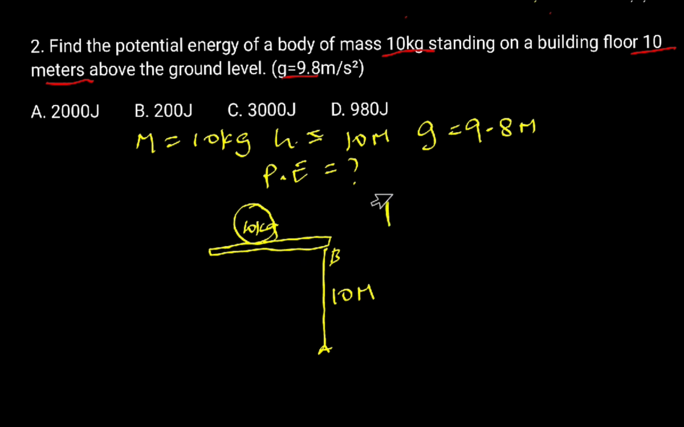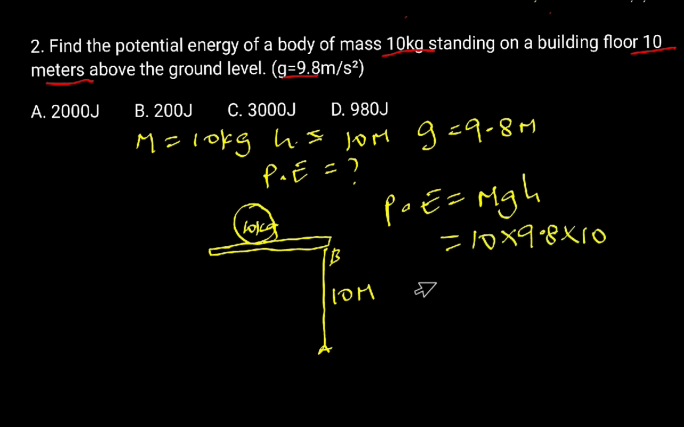The formula for potential energy is equal to mass times acceleration due to gravity times height. So this is equal to the mass of the body, 10 kg, multiplied by acceleration due to gravity, 9.8, times height, 10. So 10 times 10 is 100, and 100 times 9.8 is 980 joules. So the potential energy of the body is equal to 980 joules, which satisfies option D of this question. So let's move to the next question.